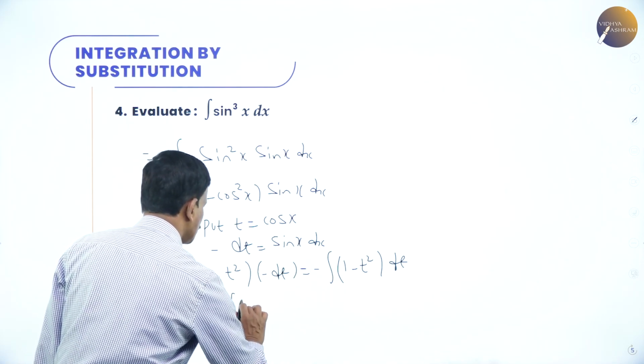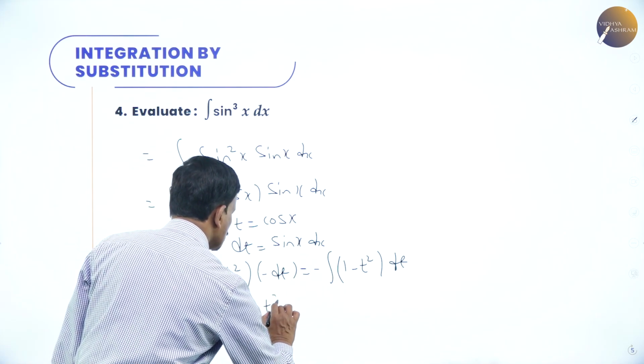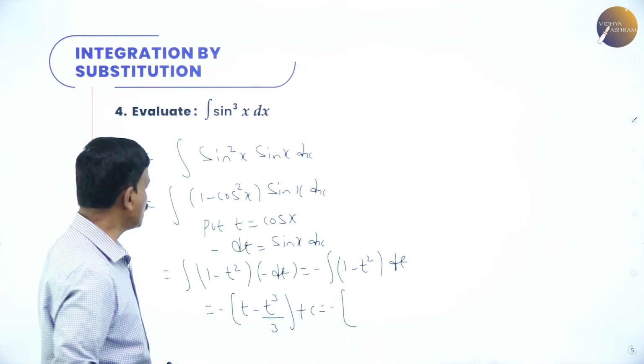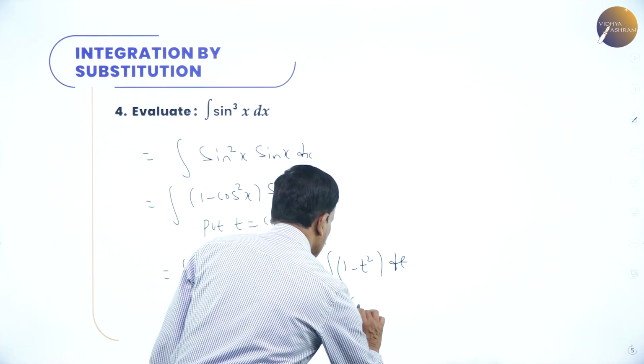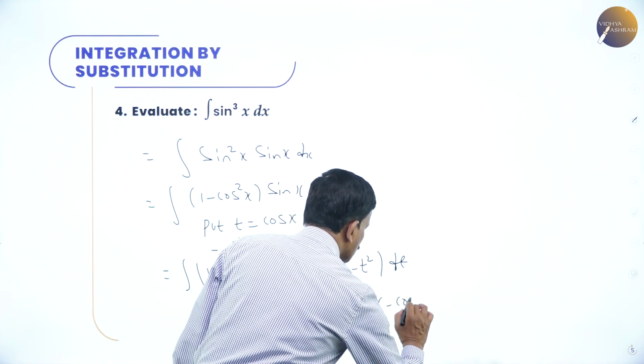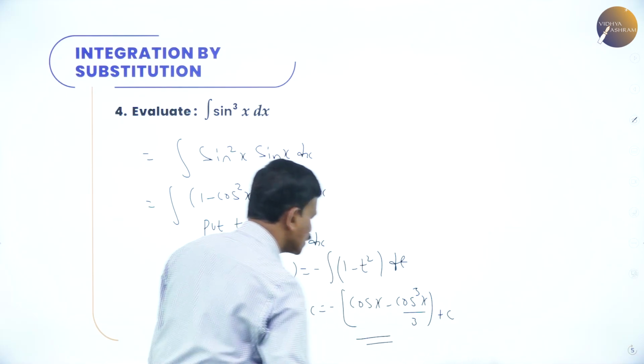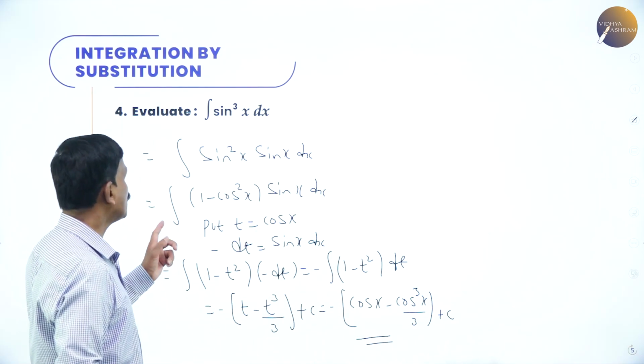Integrate it. Minus, integral of dt is t, minus t square is t cube by 3, plus c. Now substitute the value of t. What is t? t is equal to cos x. So minus cos x plus cos cube x divided by 3 plus c is the integrated answer. Very simple problem and very important.